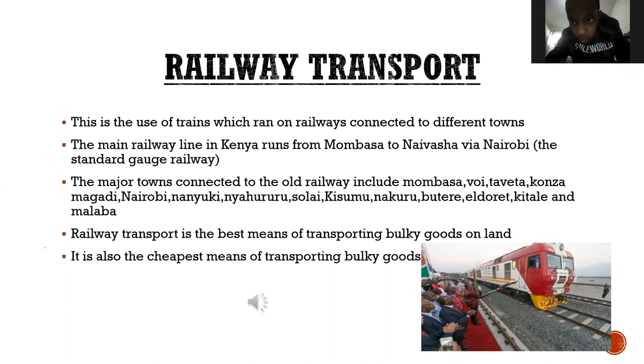Majority of you use road transport and sometimes air transport. From home going to school, the means of transport that you use is mostly road transport. And road transport is not a must that you be in a vehicle or on a motorbike. Even walking on foot is also road transport. So majority of you don't use railway transport.